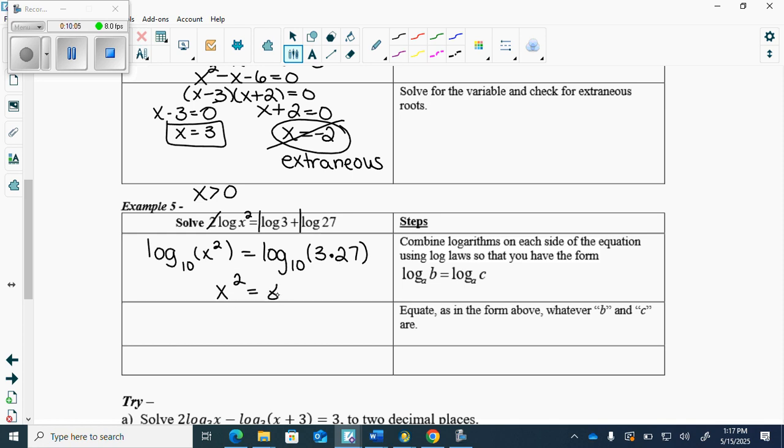x squared equals 81. And when I take the square root, what do we do? Square root it.